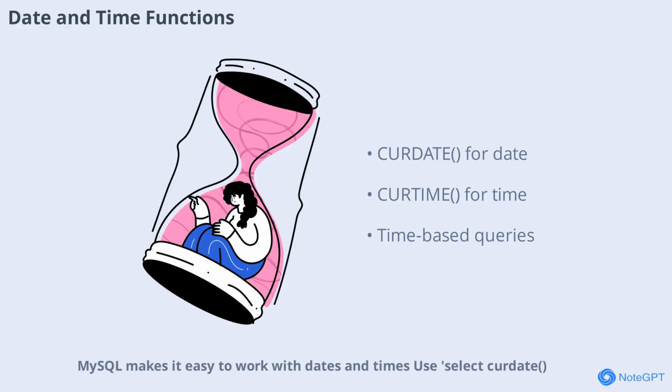MySQL makes it easy to work with dates and times. Use SELECT CURDATE() to get the current date and SELECT CURTIME() for the current time. These functions are helpful for tracking when records are created or updated and for building time-based queries in your applications.